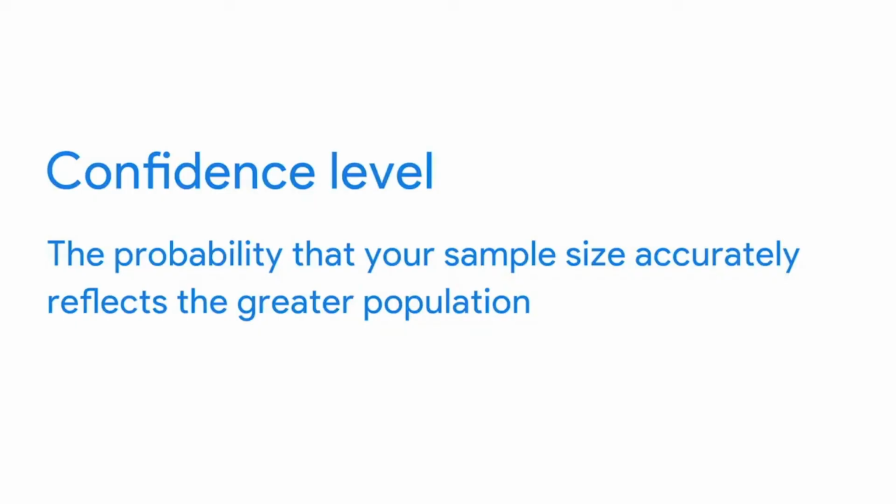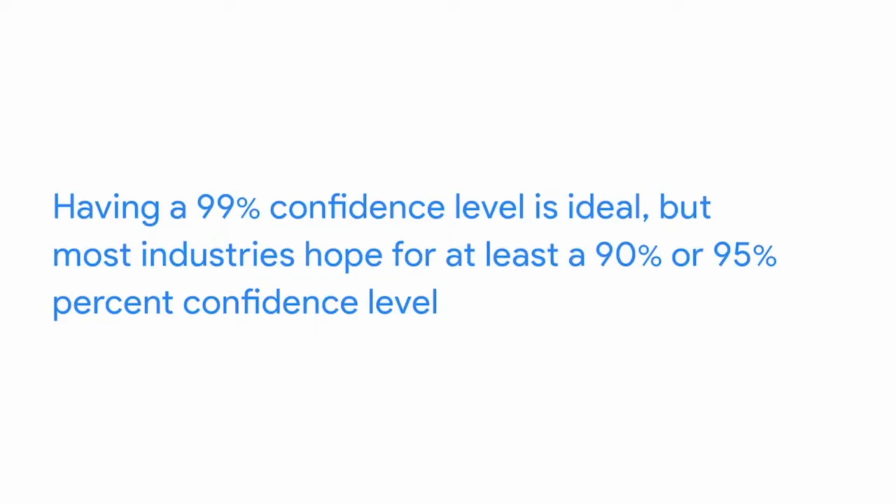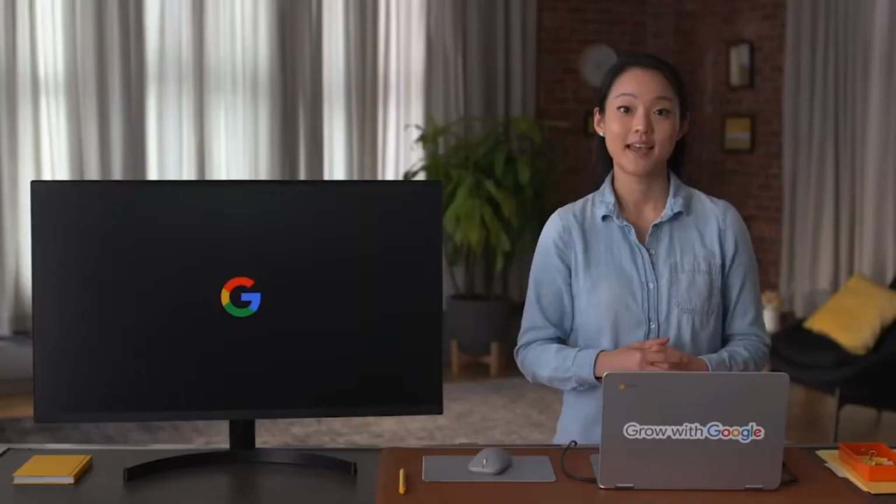The confidence level is the probability that your sample accurately reflects the greater population. You can think of it the same way as confidence in anything else. It's how strongly you feel that you can rely on something or someone. Having a 99% confidence level is ideal, but most industries hope for at least a 90 or 95% confidence level.